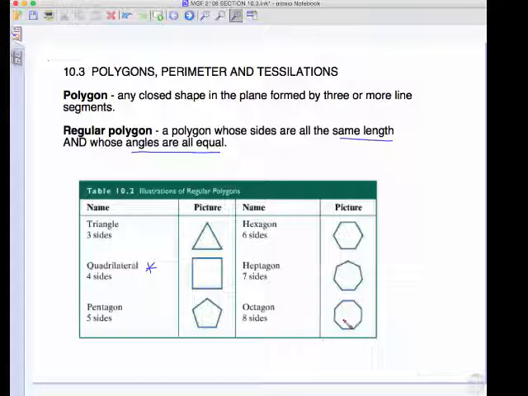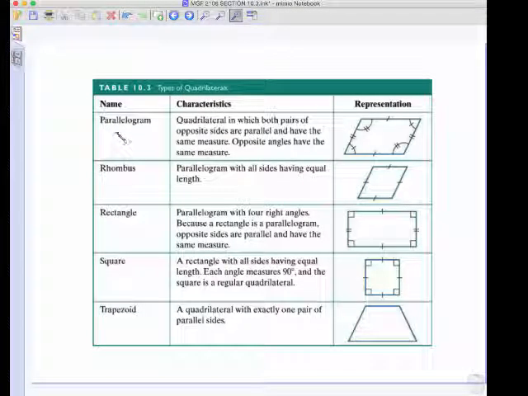A hexagon has 6. A heptagon is 7. And an octagon is 8. One type of quadrilateral is a parallelogram, and a parallelogram is exactly what it sounds like. It's got opposite sides that are parallel, so these two are parallel, these two are parallel, and furthermore, those sides are equal too. So opposite sides are equal. Those two are equal, these two are equal. Opposite angles are equal. Those are equal, these are equal.